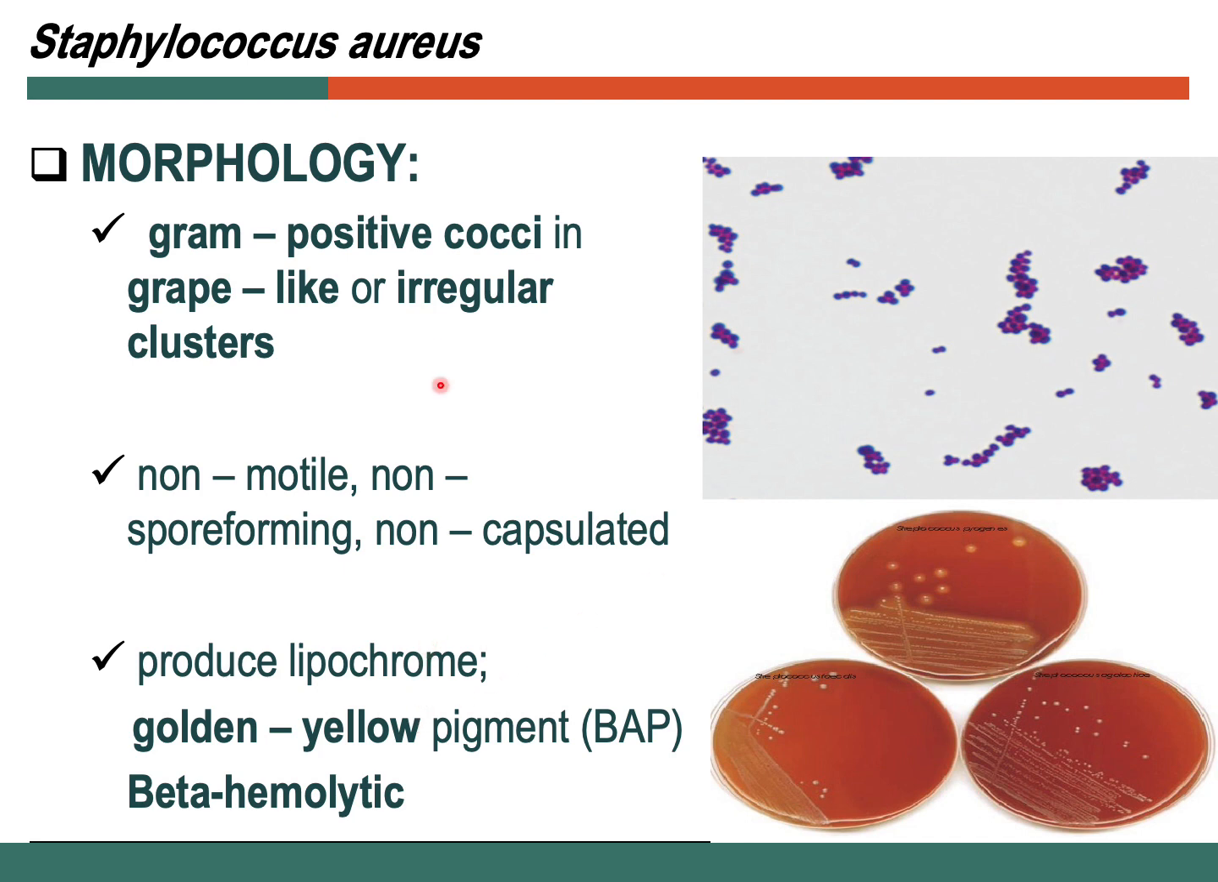antigen. Staphylococcus aureus produces lipochrome, that is why you have a golden yellow pigment on a blood agar plate, and usually Staphylococcus aureus are beta hemolytic. If ever the Staphylococcus aureus is non-hemolytic, meaning gamma hemolysis, usually these are not the virulent ones. But if the Staphylococcus is beta hemolytic and has golden yellow colonies, probably these are the most virulent strains of Staphylococcus aureus, and usually you will see this with MRSA strains.